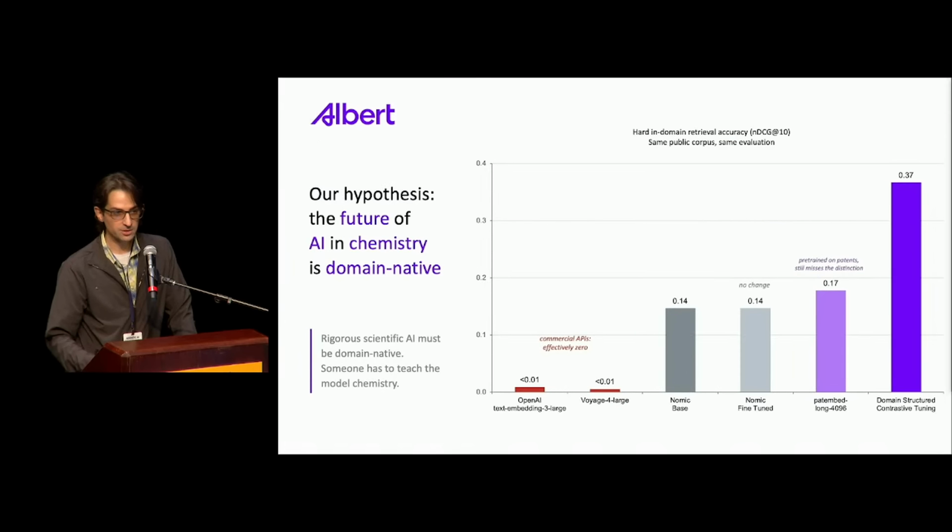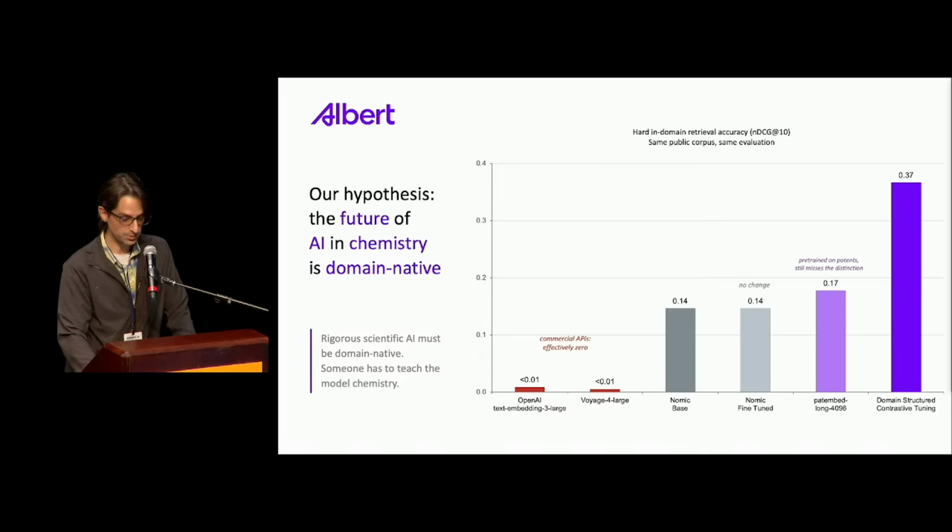Now, for our customers and our partners, this is a really important issue to be able to find the right information, and so we began to build benchmarks to understand where within-domain discriminations like this live for industrial chemistry. Using the same public corpus across every model, we find that commercial APIs score effectively zero on this. They have no within-domain discrimination. Open-based models do better, but even continued pre-training on those doesn't really work.